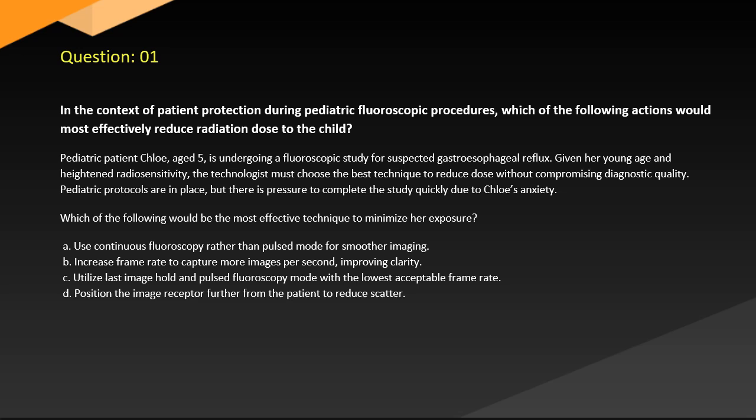A. Use continuous fluoroscopy rather than pulsed mode for smoother imaging. B. Increase frame rate to capture more images per second, improving clarity. C. Utilize last image hold and pulse fluoroscopy mode with the lowest acceptable frame rate. D. Position the image receptor further from the patient to reduce scatter.